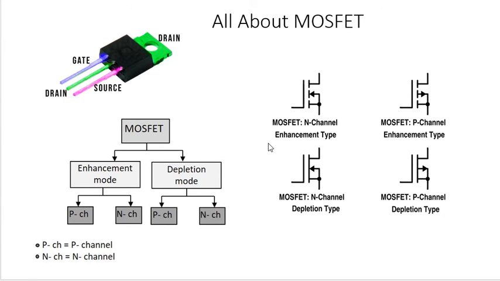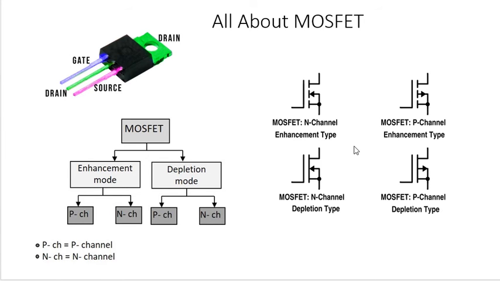Now let's move to enhancement type. Enhancement types are the good ones, and here we have to provide some signal to turn them on. An N-channel enhancement type MOSFET will require a positive gate signal to turn on, and a P-channel enhancement type MOSFET will require a negative gate signal to turn on.